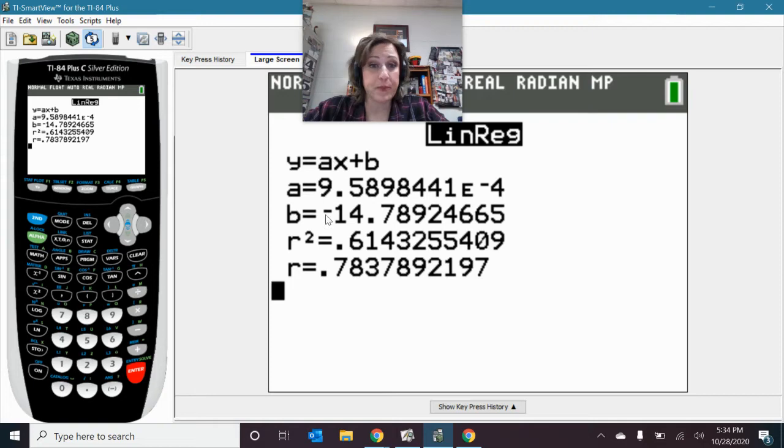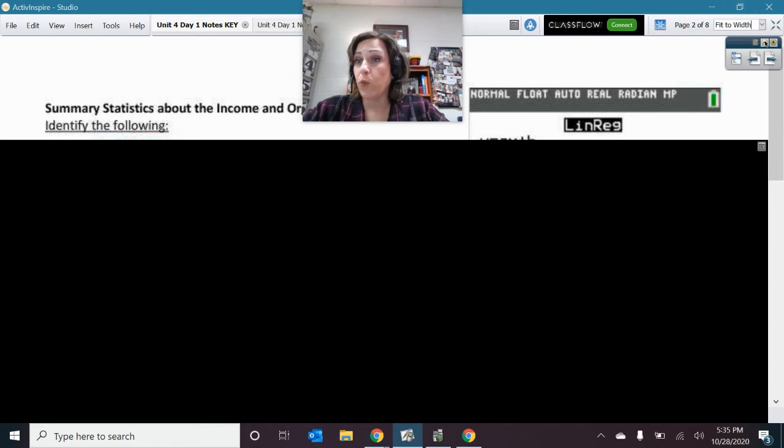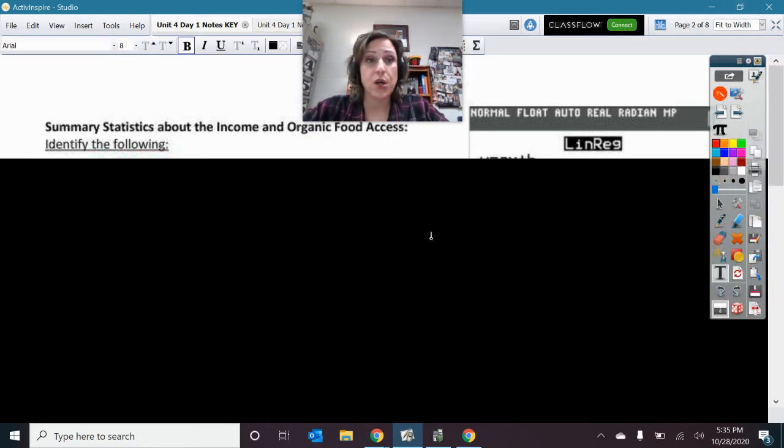Now, yours very possibly does not have this R squared and this R show up. And we need those items. So there are 2 ways that you can get this to happen. You've got to know how to do this on your particular calculator. If you have a more current operating system on your calculator, then you will be able to turn the diagnostics on. In fact, I think I'm going to write that in here.